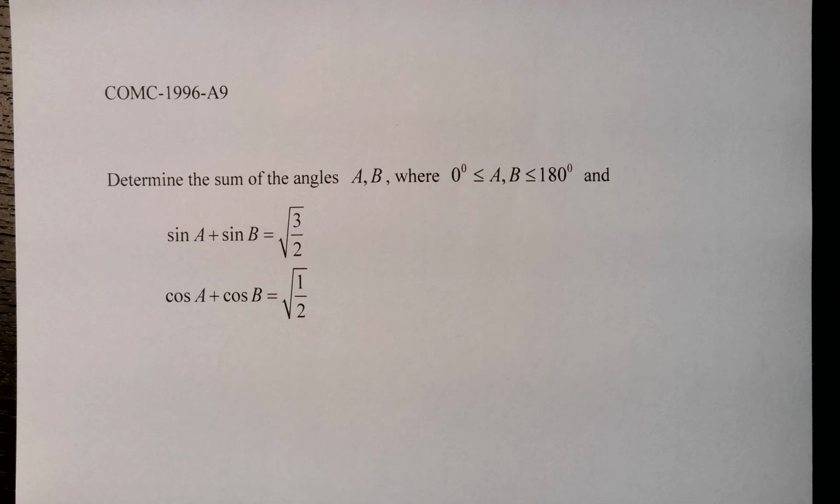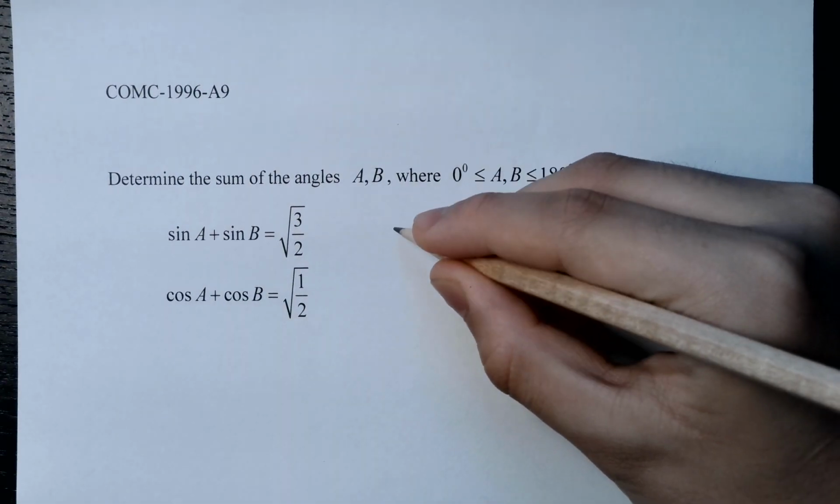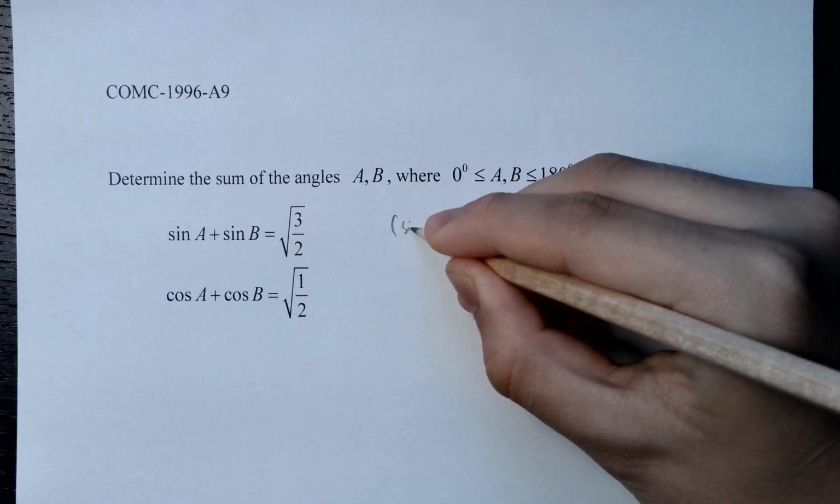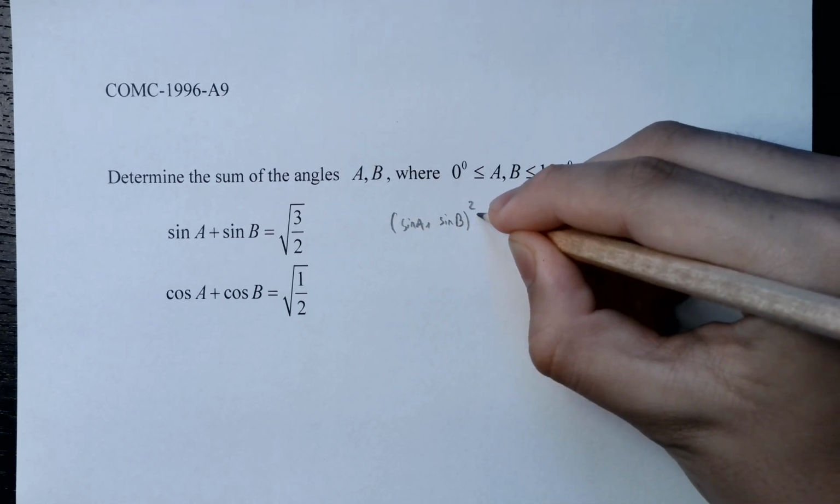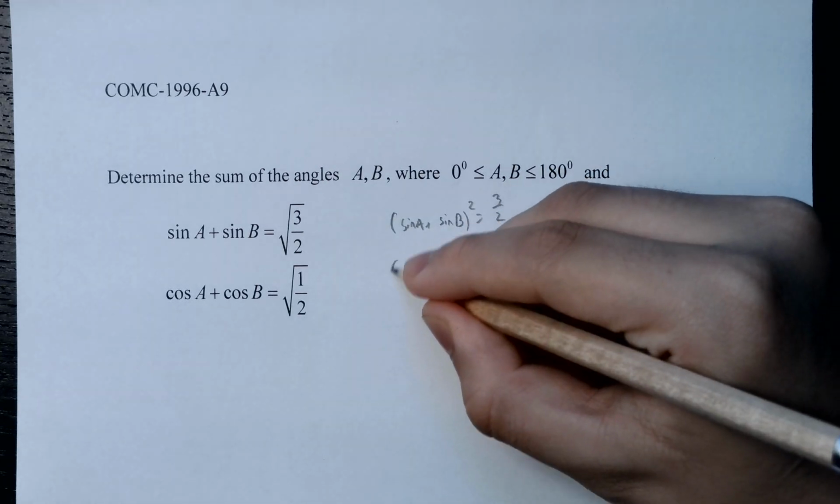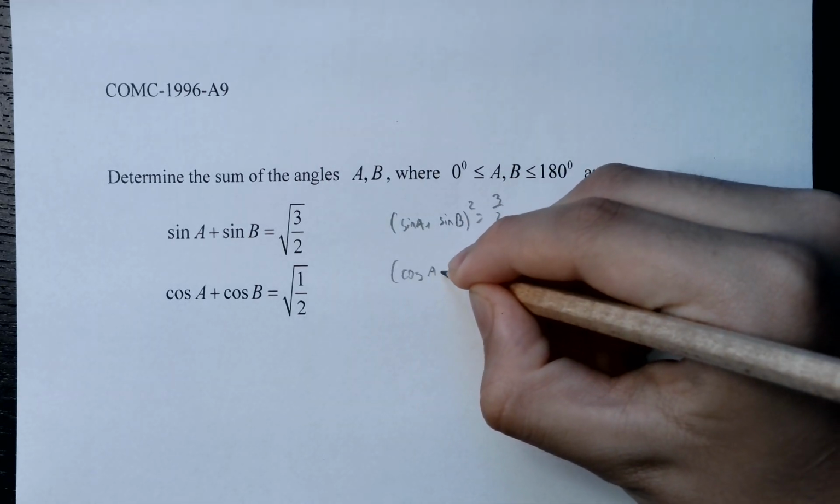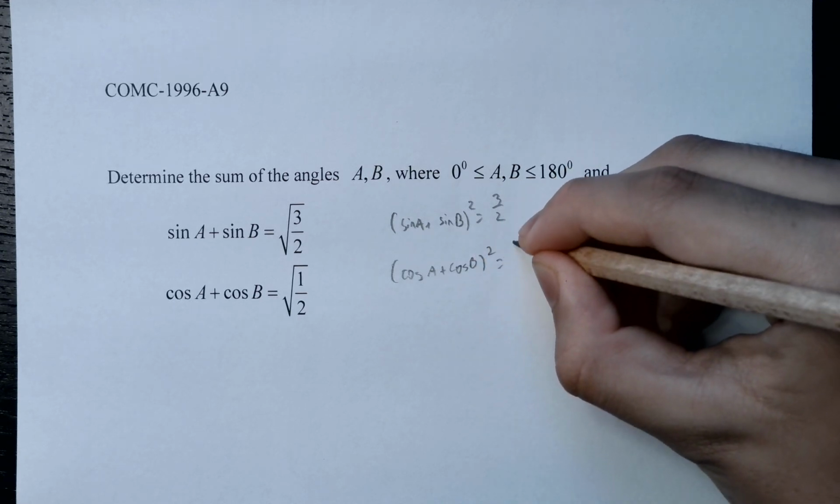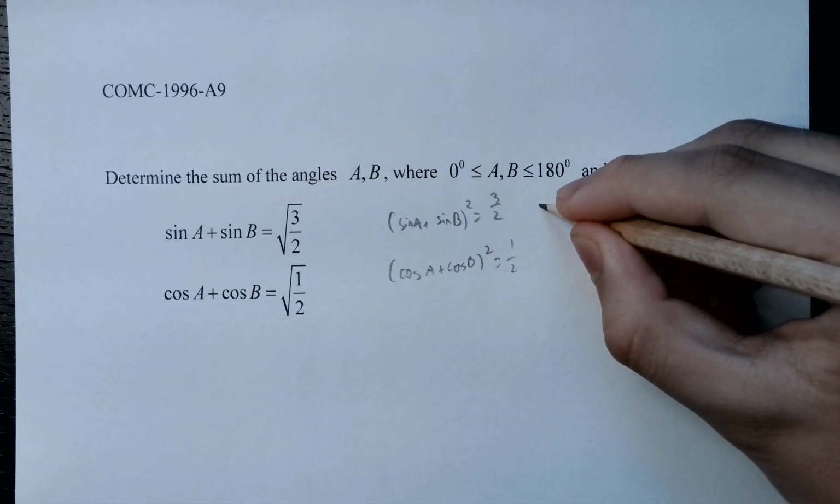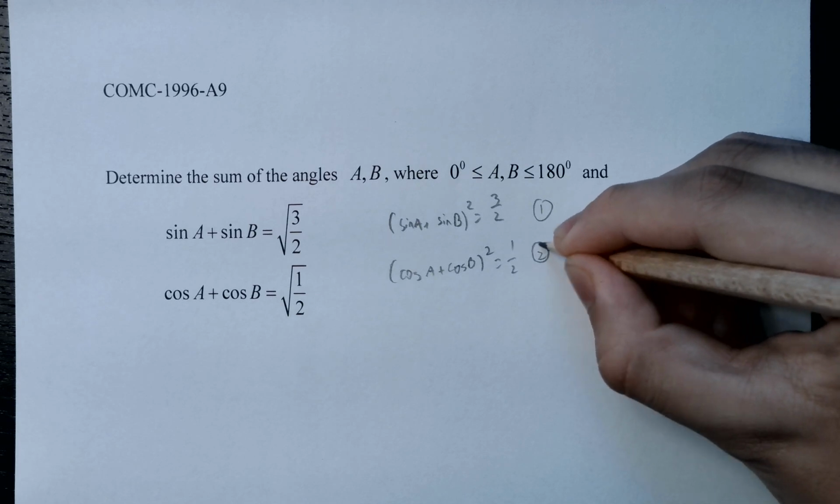So let's first start off by squaring these two equations. This equation turns into (sine A plus sine B) squared is going to be equal to 3 over 2. And then down here we have the same thing but with cosine, and this is going to be equal to 1 over 2. We're going to be labeling these as equation 1 and equation 2.